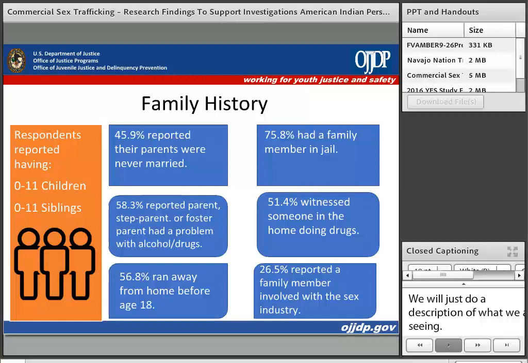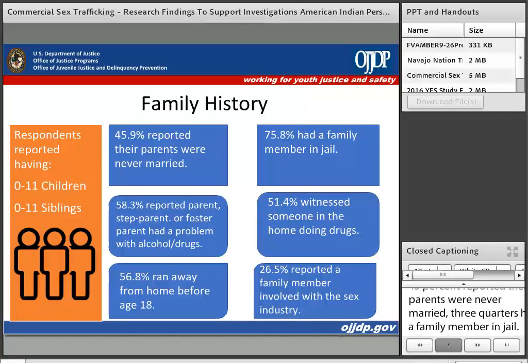So the family history: they reported having no siblings, or up to 11 siblings, and they had a range of 0 children to 11 children. 45% reported their parents were never married.